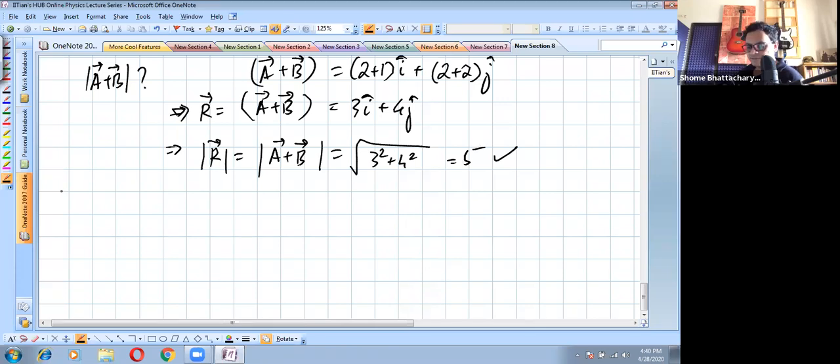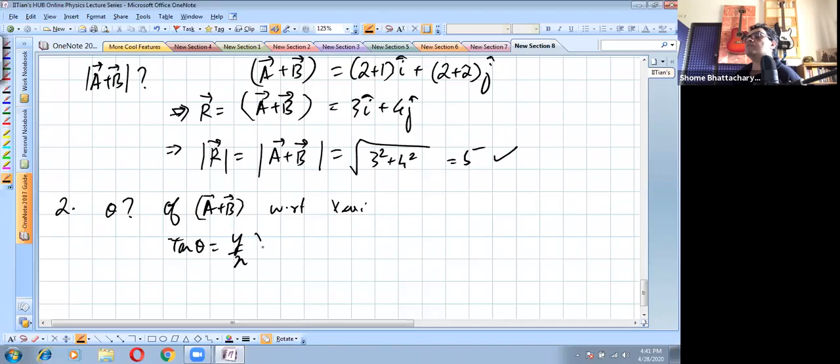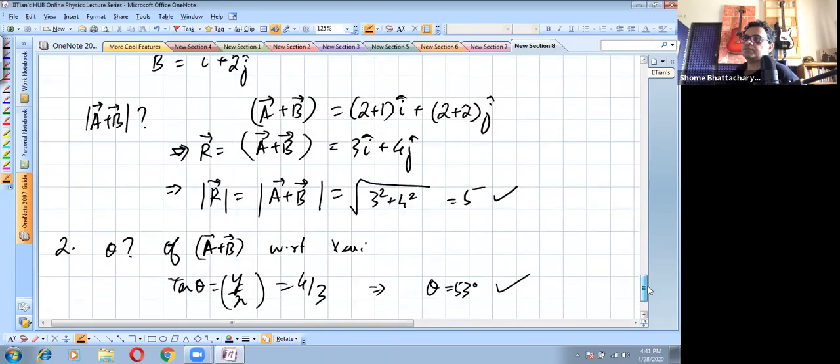And similarly, the second question was connected to this. You have to find out the angle, theta of A plus B with respect to the x-axis. So that angle is given by the simple formula, tan theta is equal to y component divided by x component. In this case, the y component is 4 and the x component is 3. So you know that when tan theta is 4 by 3, theta is equal to 53. So that's it.